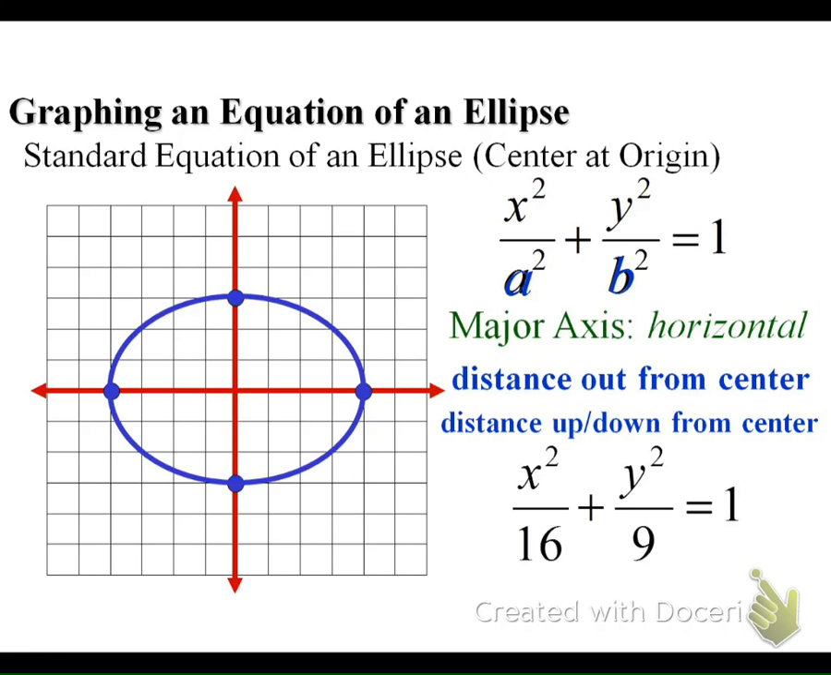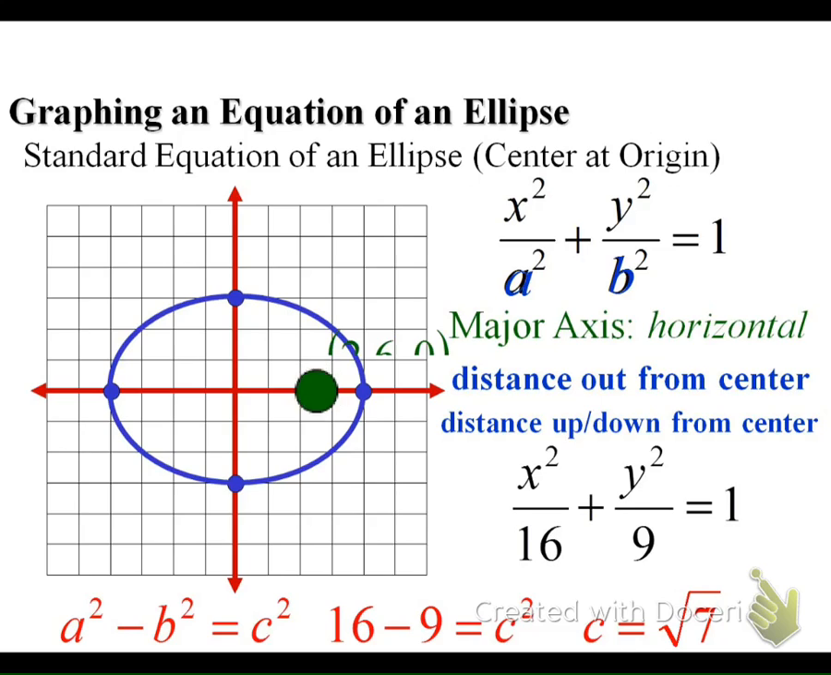We also need to locate the foci. You do that by doing a squared minus b squared equals c squared. So I would have 16 minus 9 equals c squared. When you solve for c, you'd get the square root of 7. That's about 2.6 in either direction in the same way that you graphed the vertices. So if they're horizontal, your foci should also be in the horizontal direction. Any questions so far on this example?